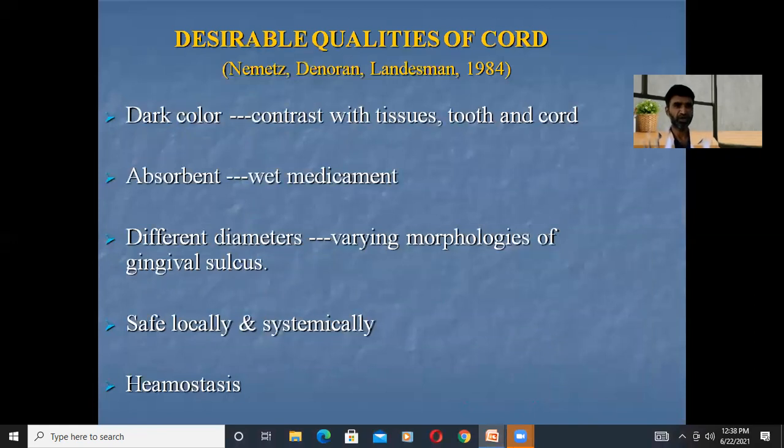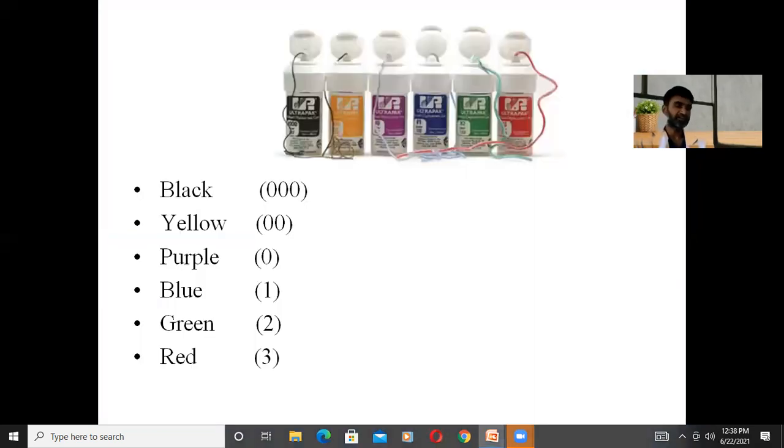Desirable qualities of the cord, according to Lansman 1984: dark color to contrast with tissue, tooth, and cord; absorbent; wets medicament; different diameters; varying morphology of the gingival surface; safe locally and systemically; and hemostasis. And as we see, it is universally color coded according to the sizes: black stands for 000, yellow is for 00, purple 0, blue 1, green 2, red 3.